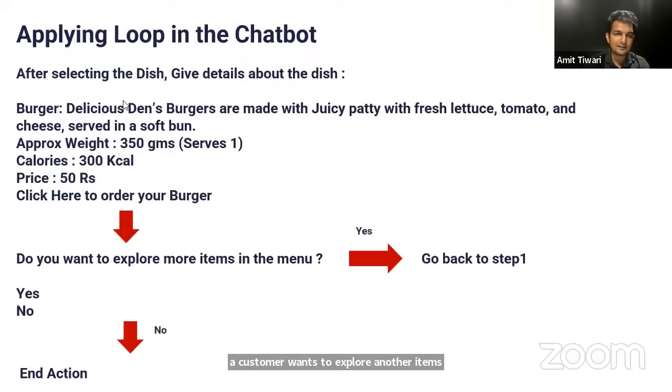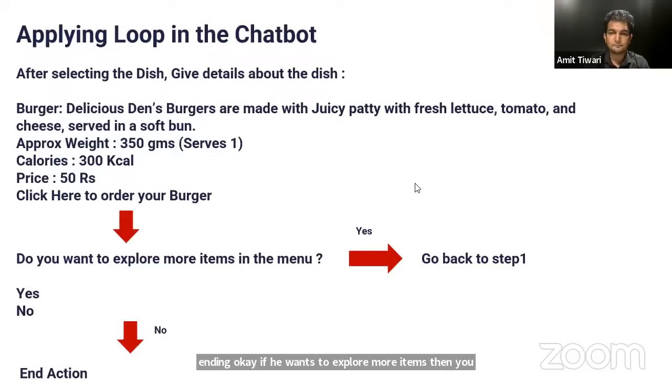Because we were at this step where a customer was given burger as the response. Now, if he wants to explore more items in the menu, we will have to repeat the steps, right? We will have to go back to step 1. So how to use that loop in the chatbot, I am going to teach you today. And if he says yes, then it will go to step 1. If he says no, then end the action. If he doesn't want to explore any more items, then we say that the action is ending. If he wants to explore more items, then you go back to step 1.